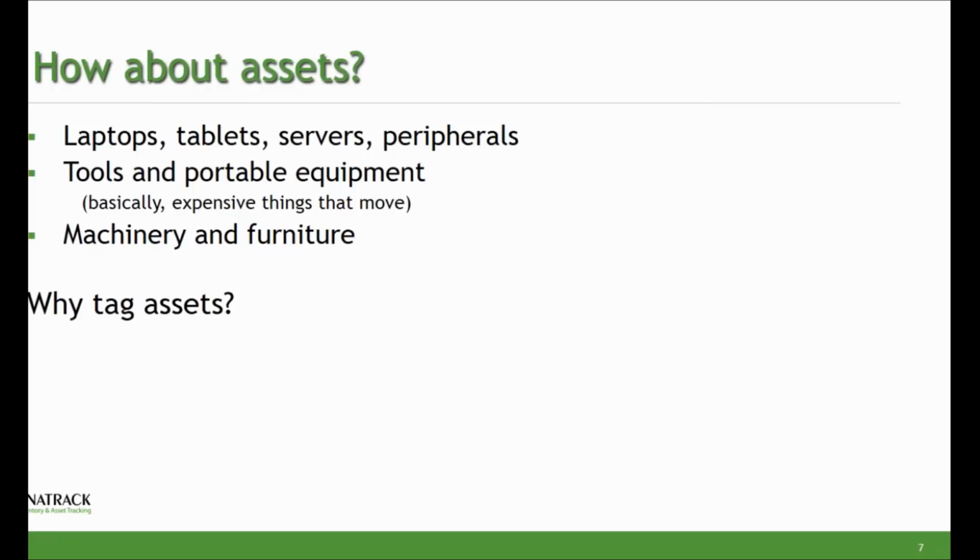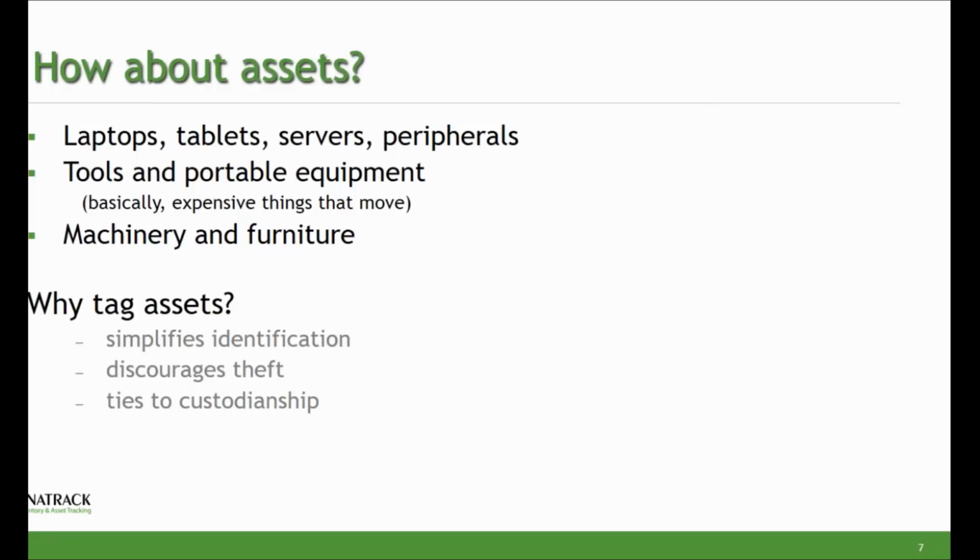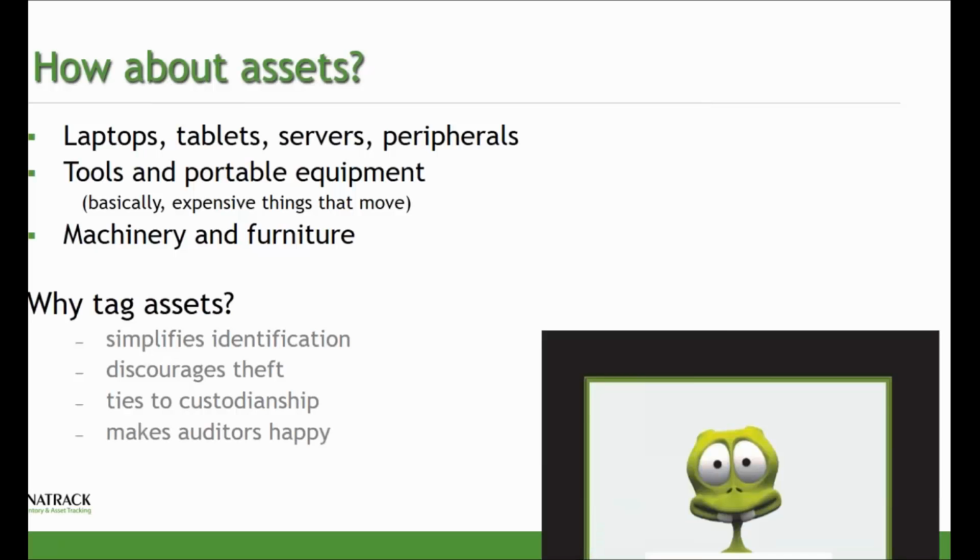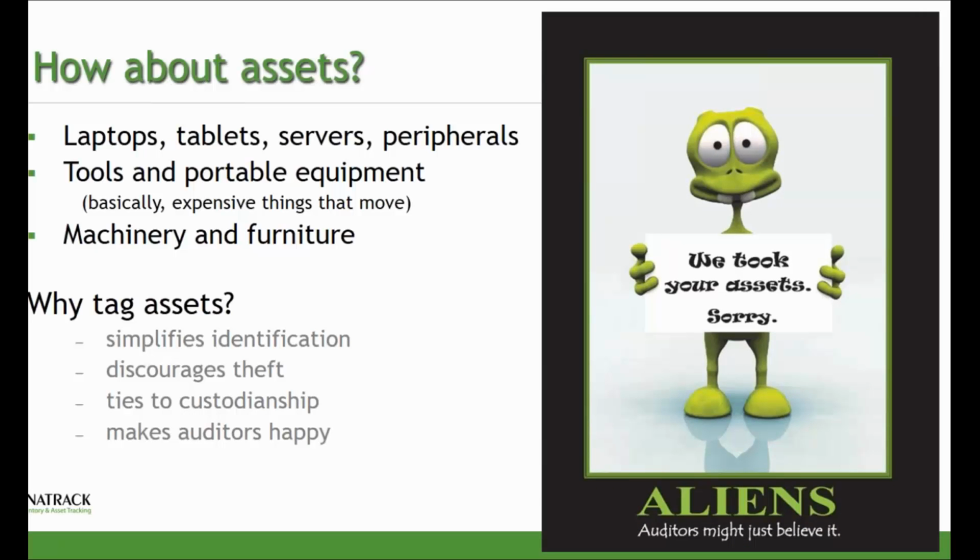So why tag these assets? Well, it simplifies the identification of that asset. It also discourages theft of the asset. And it gives you an opportunity to tie that to a custodianship, so basically, who is assigned to this asset? This laptop belongs to Mike, and this desk is the place where Alex sits, etc. And another cause is that it makes auditors happy, because quite often one of the things on an audit report is a concern that the assets shown on your asset register may not actually match the reality that they can visibly see.